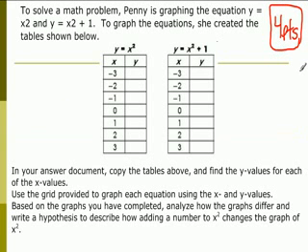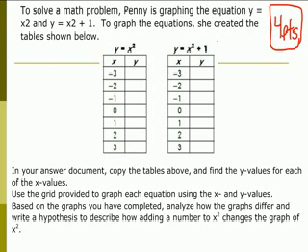If it's a 4-point question, that means there are going to be 4 things you need to do. So let's read the question and see what it has us do. To solve a math problem, Penny is graphing the equation y equals x squared and y equals x squared plus 1. To graph the equation, she needs to create the tables below. In your answer document, copy the tables above and find the y values for each of the x values. Use the grid provided to graph each equation using the xy values.